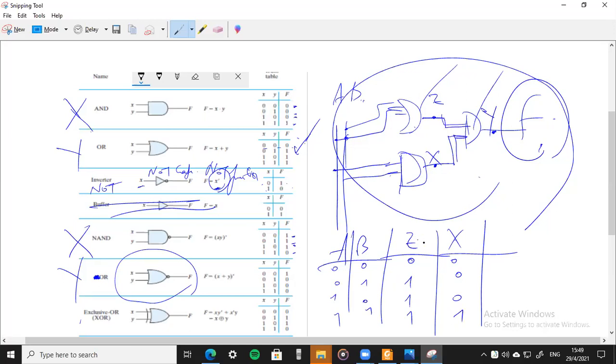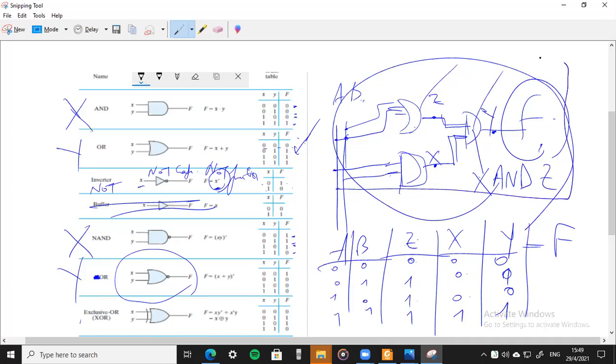So these are the inputs at point Y. What is the logic gate at point Y? AND. So what is X and Z? Multiplication. 0 times 0, 0, 0, 0, 1. What is Y? Y is equal to F. This is my output. You are given a circuit like this, and you are asked, find the output. This is your output here, 0, 0, 0, 1.